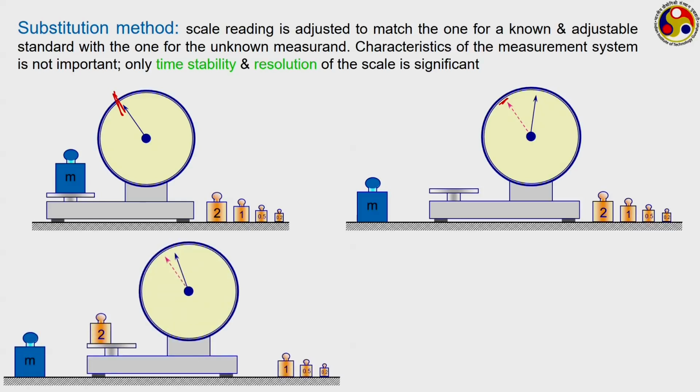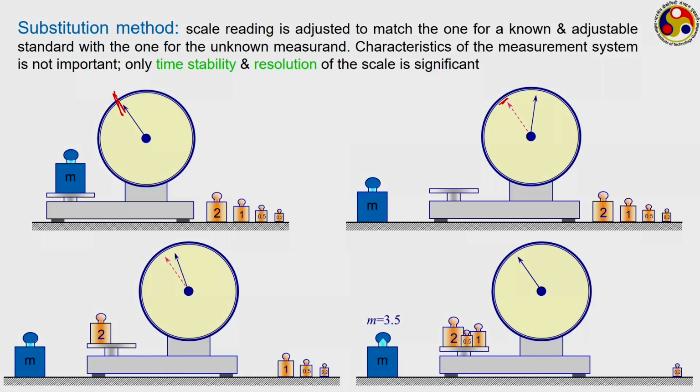As we are adding the standard, the reading keeps on changing and we keep on waiting till it comes back to the original position. Here still we have some difference, so we need to add some more standard, and finally it gives us some kind of null deflection, meaning the indicator has come back to the initial position which we fixed with respect to the measurement.